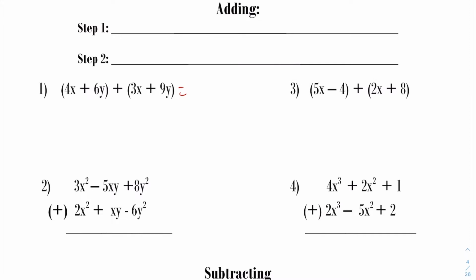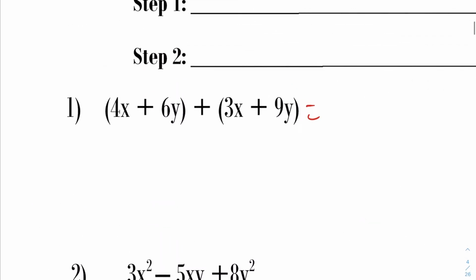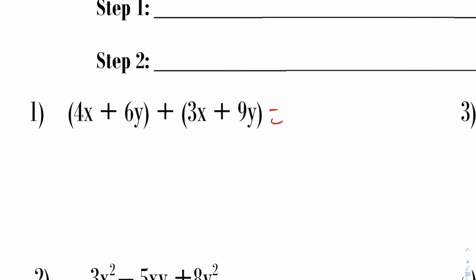We have 4x plus 6y plus 3x plus 9y. Whenever you have lots of things adding together and they're in parentheses, if there's nothing in front of here, then that means you can just erase the parentheses, so you don't even have to worry about it. So that's 4x plus 6y plus 3x plus 9y.